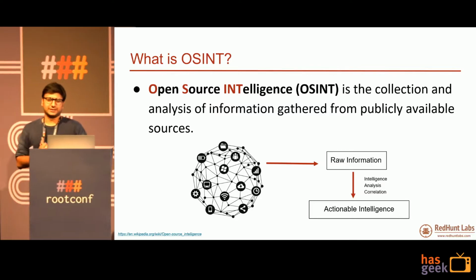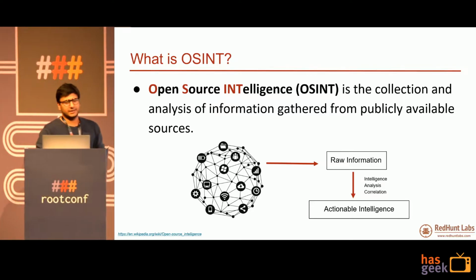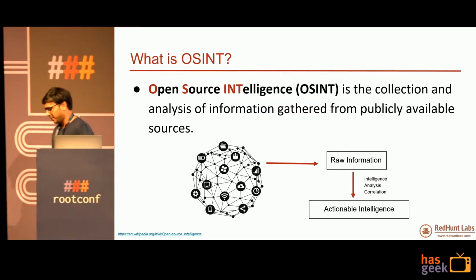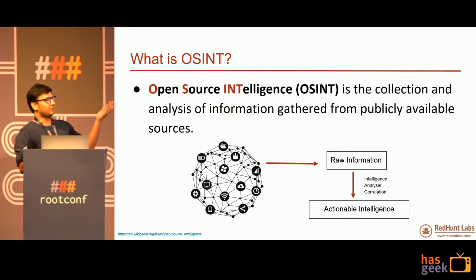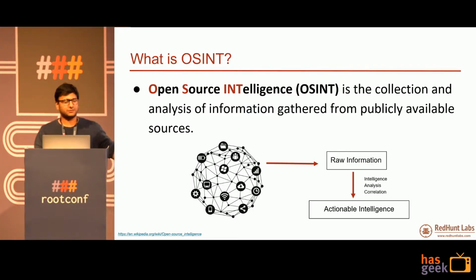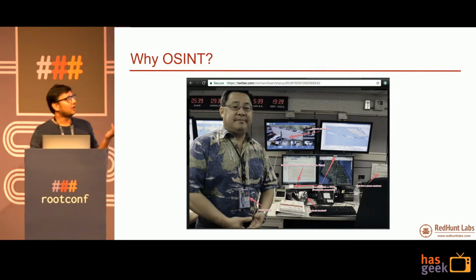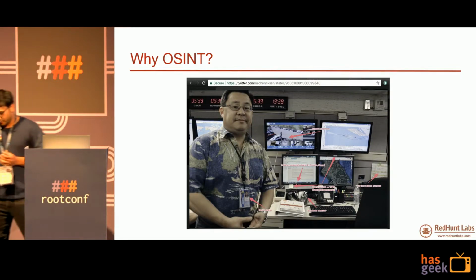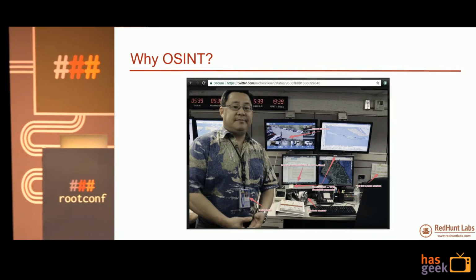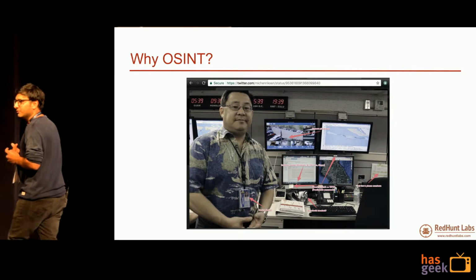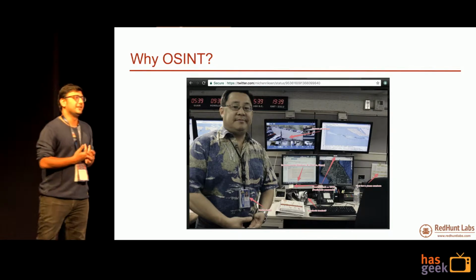So what is open source intelligence? Basically, it is collecting information from the internet, analyzing it, applying intelligence on top of it, and then gaining actionable intelligence out of it. So if you just want to have a representation of that, find raw information, apply intelligence on top of it, analyze it, correlate that information, and then you have something which you can use for taking some actions. And why should we do OSINT? Because nowadays everyone has a smartphone, everyone loves uploading pictures on Facebook, especially your boarding passes when you are boarding a flight, which have a QR code, which can ultimately result in leaking information.